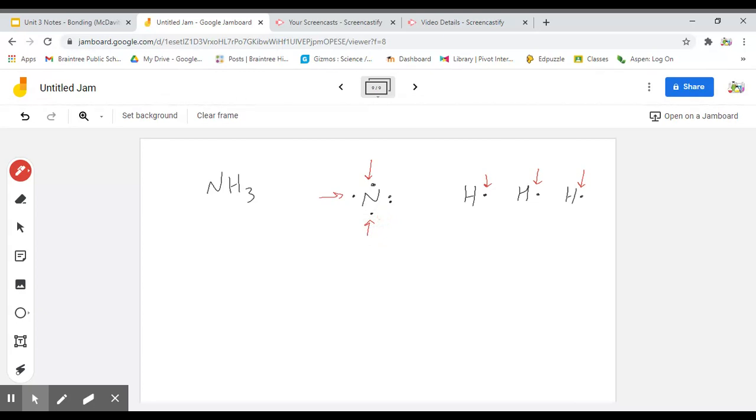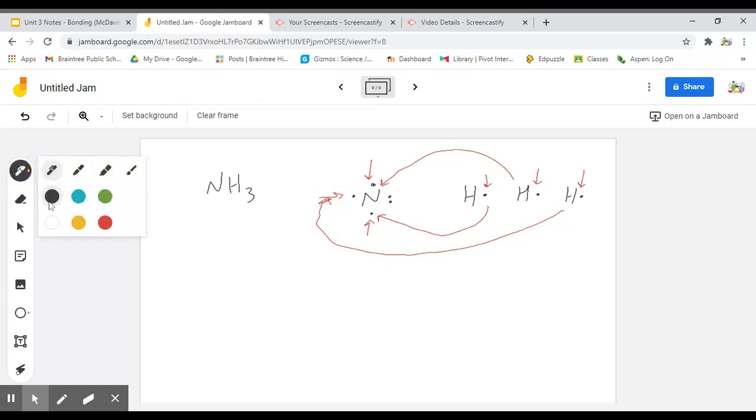Remember, we don't like those single electrons. We want to pair them up. We want to get rid of them somehow. So if we put a hydrogen at each location, we get rid of those single electrons. So again, we have our nitrogen, and I'll draw the hydrogens in a different color. You can see that this nitrogen and the hydrogen are sharing these electrons, this hydrogen and the nitrogen are sharing these, and this hydrogen and the nitrogen are sharing these.